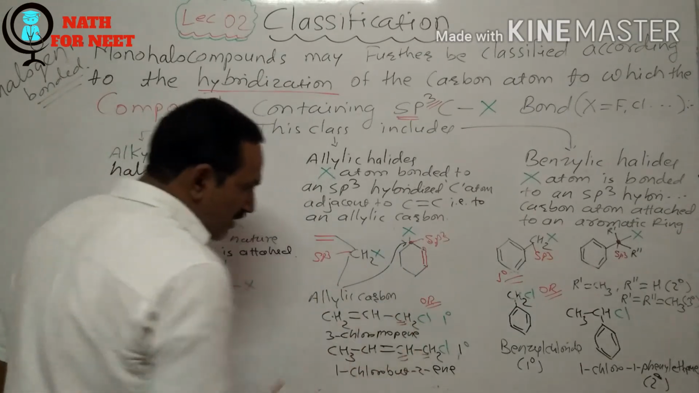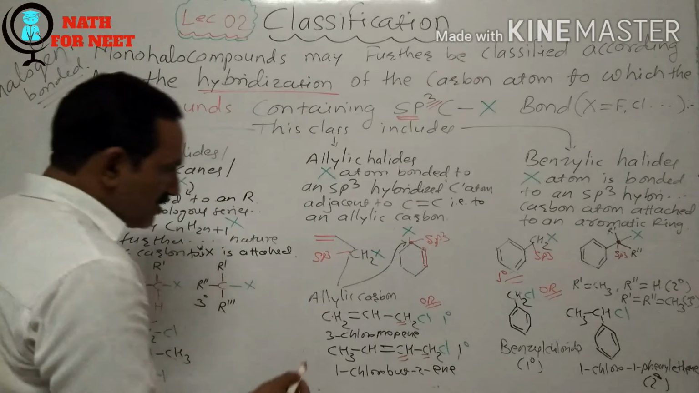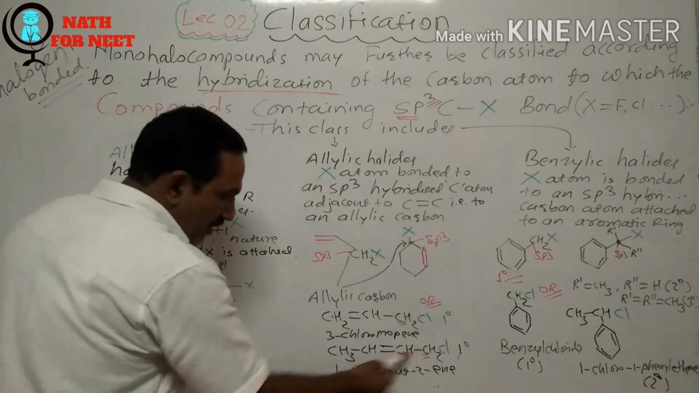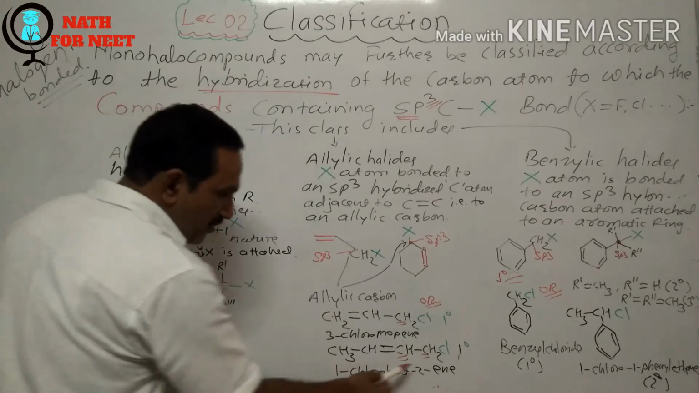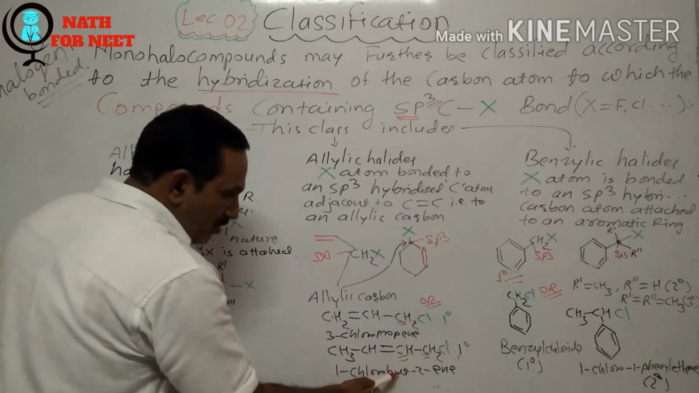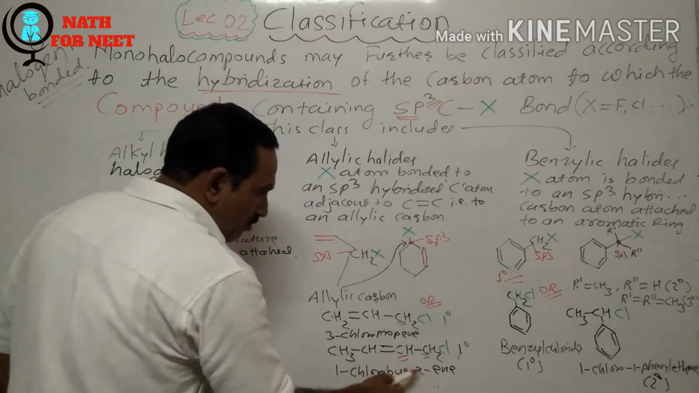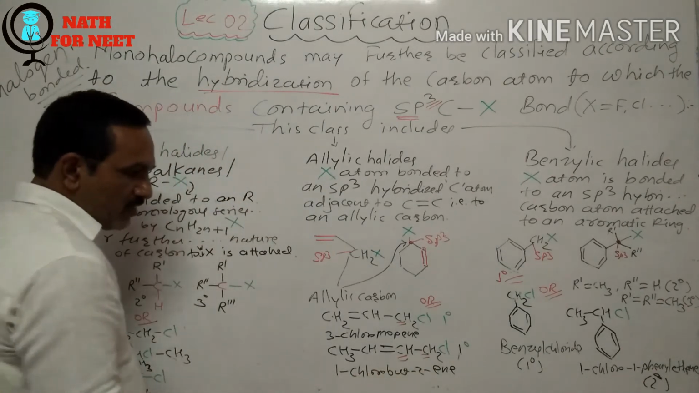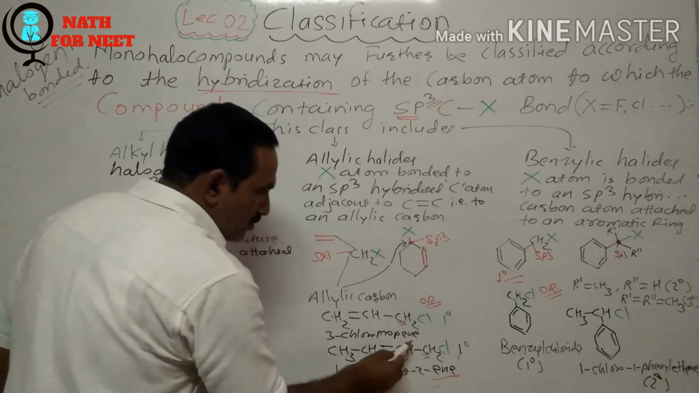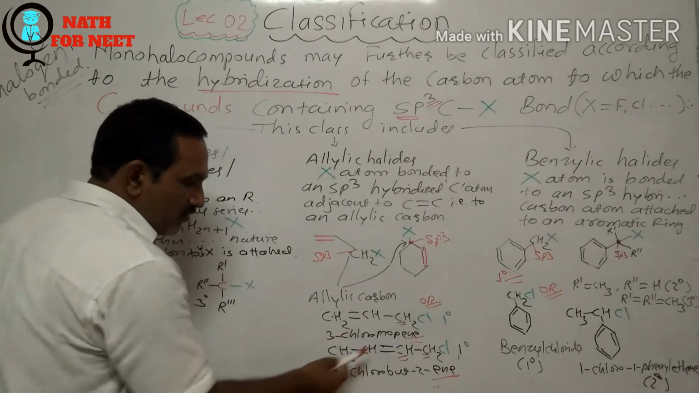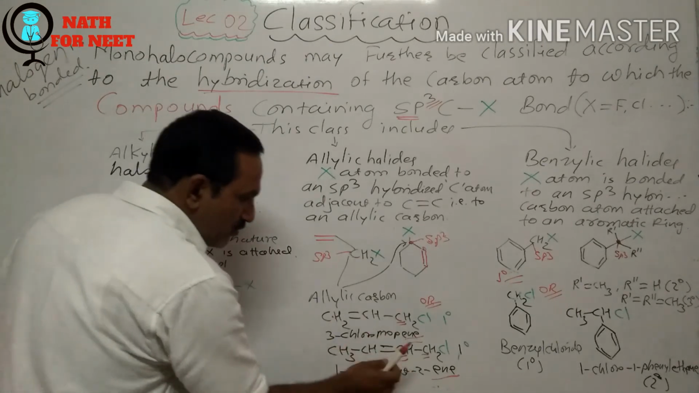So the examples are like this. Here this is 3-chloropropene, and these are the specific examples. This is 1-chlorobut-2-ene. Here 'ene' is the suffix. Here also 'ene' is the suffix because the compounds have the double bond here.